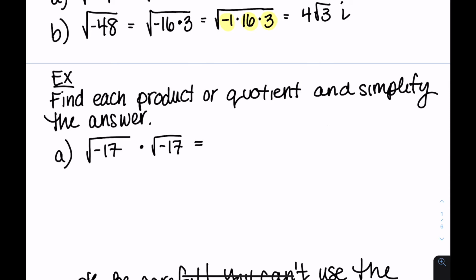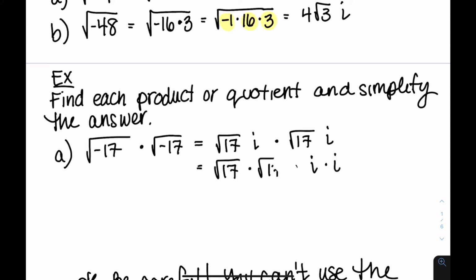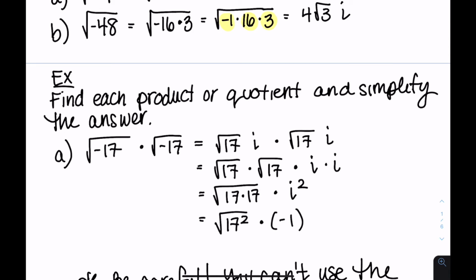What you want to do first is pull out that -1. So go ahead and write root -17 as root 17 i. Same thing for the second expression. Pull out that -1 as the imaginary piece. Because now I can multiply the like things. We can multiply the root 17's together and the i's together. So you get the square root of 17 times 17, and then i times i is i squared. So you're getting the square root of 17 squared, and i squared we know to be -1. So this ends up equaling -17.